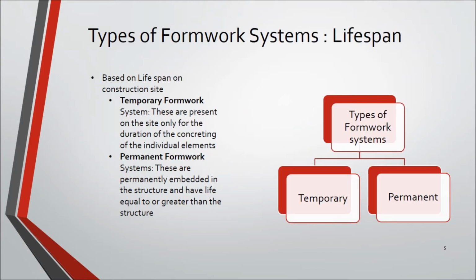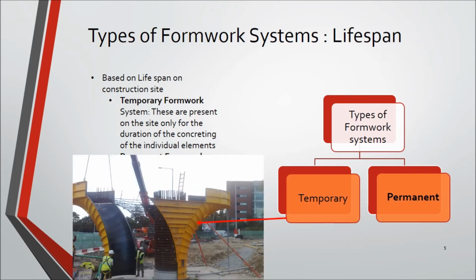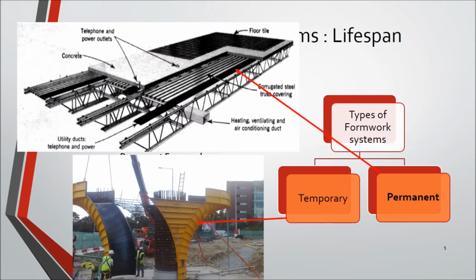Let's have a look at the various types of formwork systems. Formwork systems are classified either based upon their lifespan on a project, or based upon the component for which they are used. Based on lifespan, formwork systems are classified into two types: temporary and permanent. Temporary formwork systems are present on the site only for the duration of the construction phase. The formwork for a bridge pier is an example of the temporary system, while permanent formwork systems are embedded in the structure, and have life equal to the life of the structure.